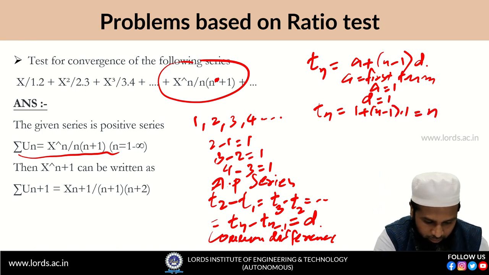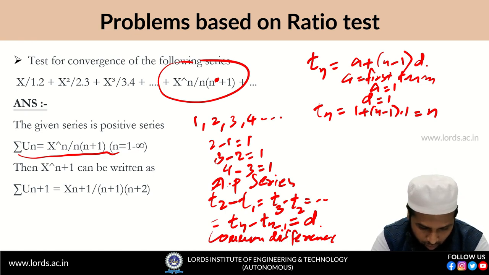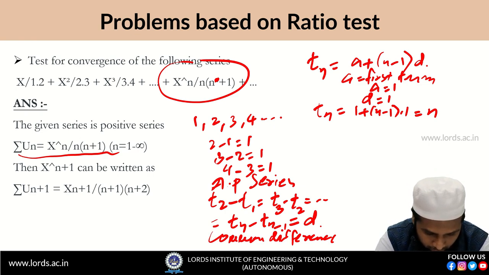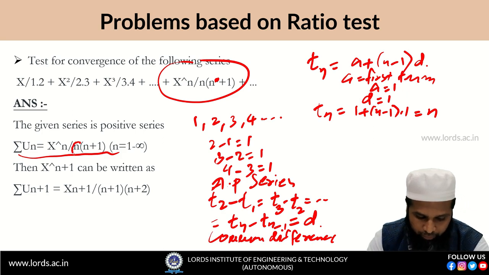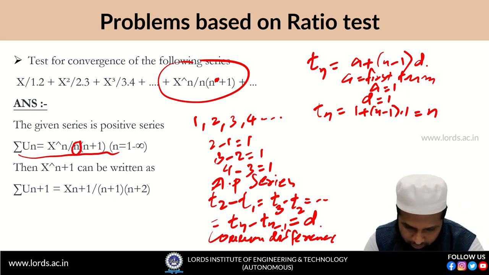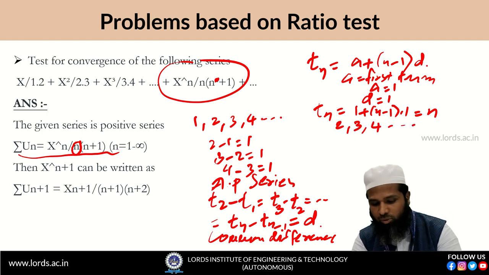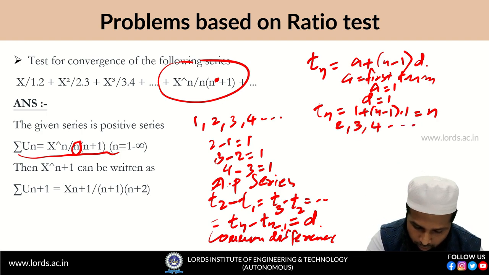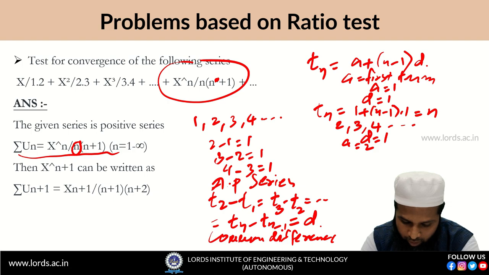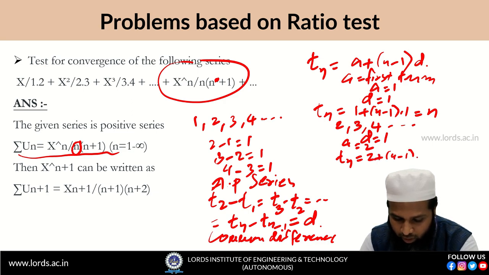So that's why here we are writing in the denominator the first term as n. In the same fashion, the second terms are 2, 3, 4, and so on. Here also the common difference is d equal to 1, but a equal to 2, the first term is 2. Using the same logic, the nth term is 2 plus (n minus 1) into 1. If you simplify this, we get n plus 1.